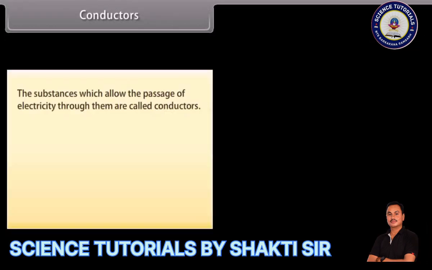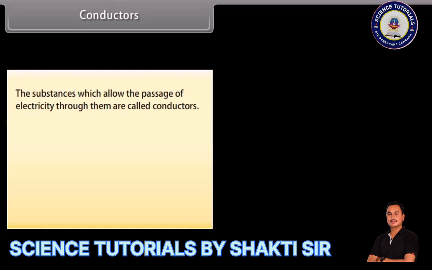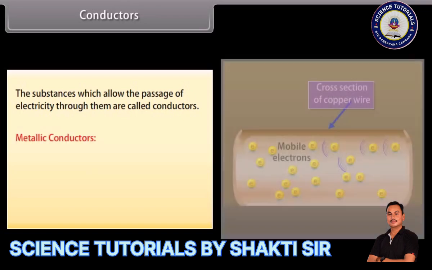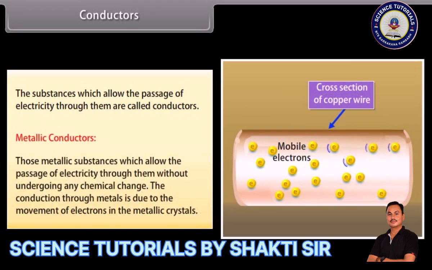Conductors. The substances which allow the passage of electricity through them are called conductors. The conductors can be classified into two categories: metallic conductors and electrolytes. Metallic conductors. Those metallic substances which allow the passage of electricity through them without undergoing any chemical change. The conduction through metals is due to the movement of electrons in the metallic crystals. For example, copper and silver.